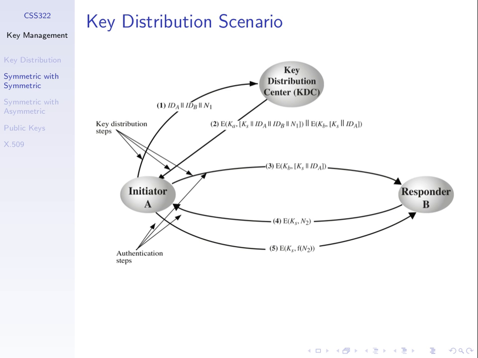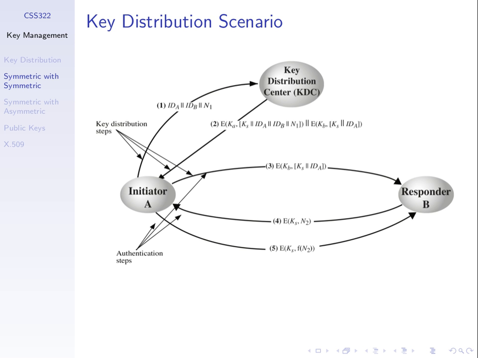KDC selects the session key, KS, encrypts it with the master key, KA, sends it to user A. User A, when they receive that part, will decrypt. Focusing just on the first part, they'll decrypt. They will check that this is a response to their request.